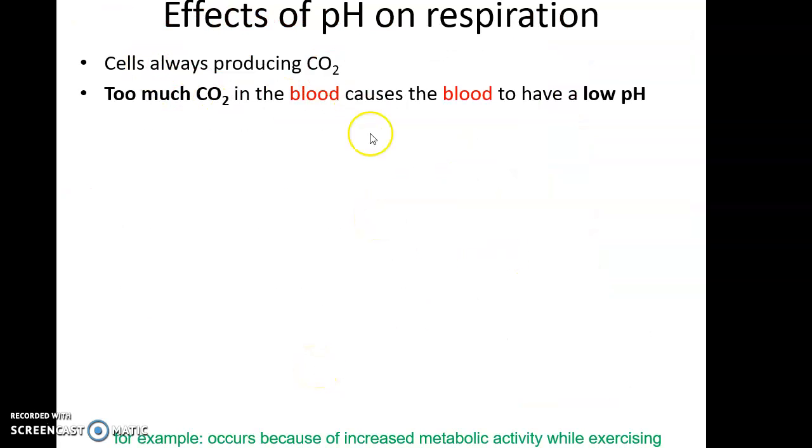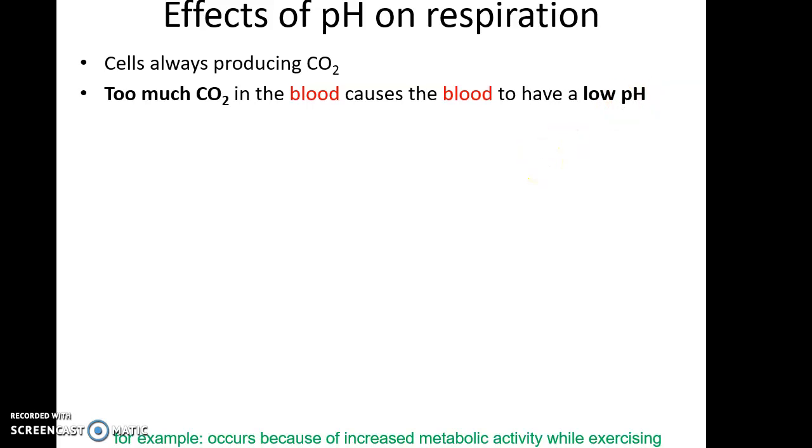So, our cells in our body are always producing carbon dioxide, because carbon dioxide is a waste product from aerobic respiration. Making ATP is going to lead to carbon dioxide being produced, and then that carbon dioxide ends up in the bloodstream. If carbon dioxide levels in the bloodstream get too high, then the pH of the blood will get low, will get acidic. So more carbon dioxide equals lower blood pH.